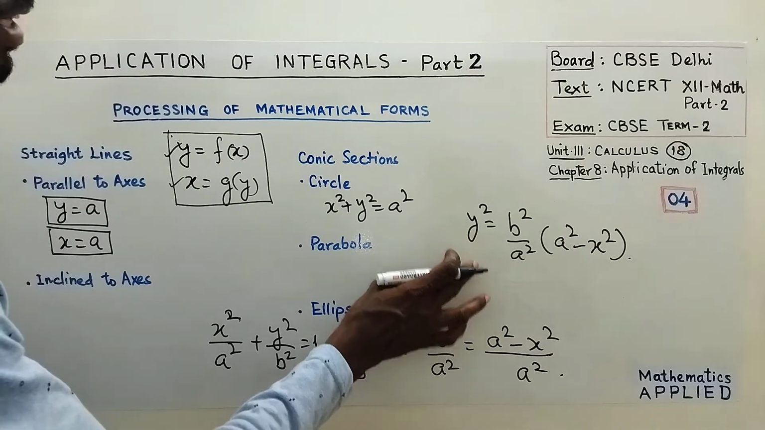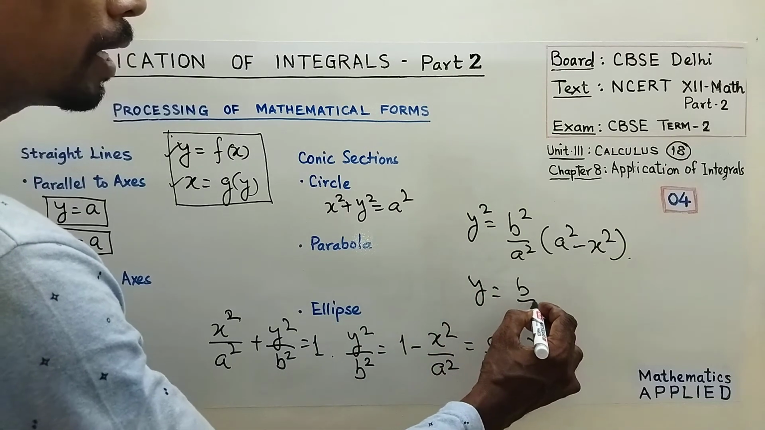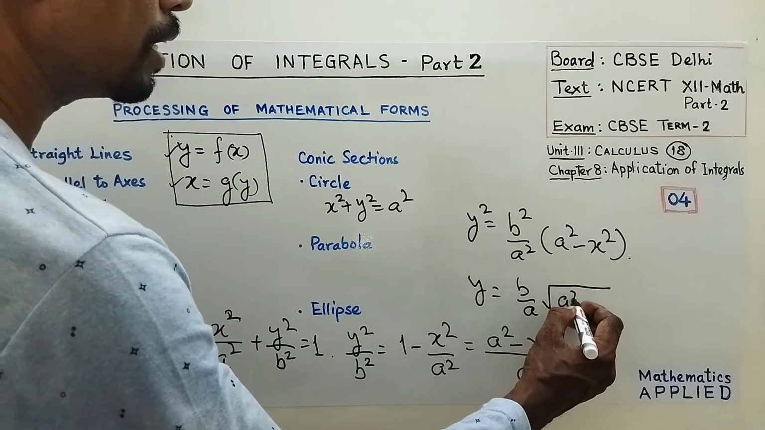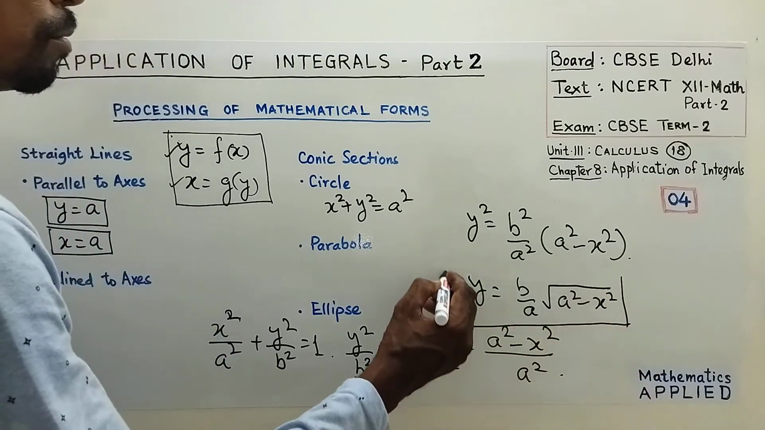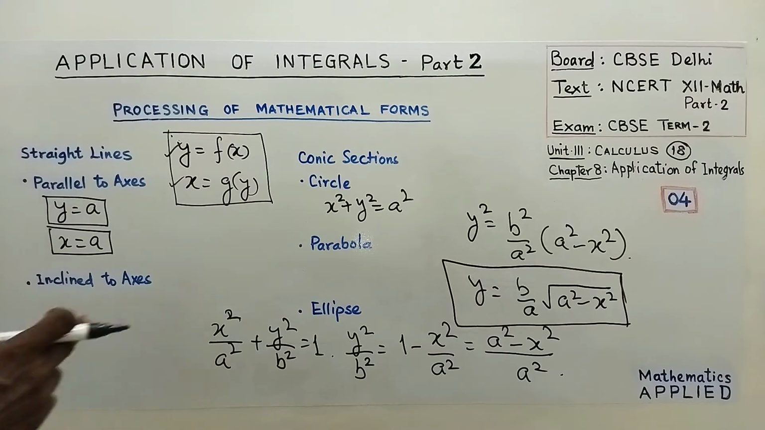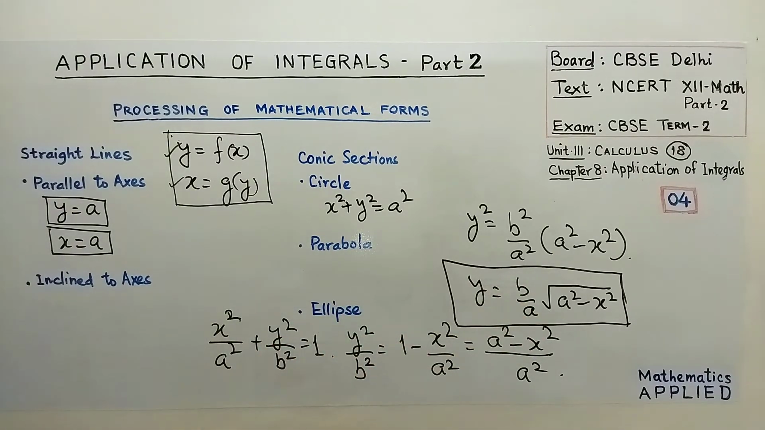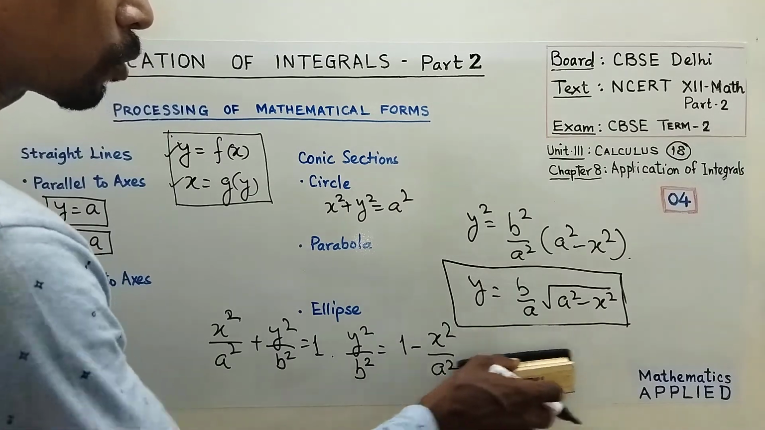So finally, when you process this, you have y equals b by a root over, I am ignoring the negative sign, so we have this. So this is the processed form for the same curve that this curve represents. Okay, y equals b by a root over a square minus x square.